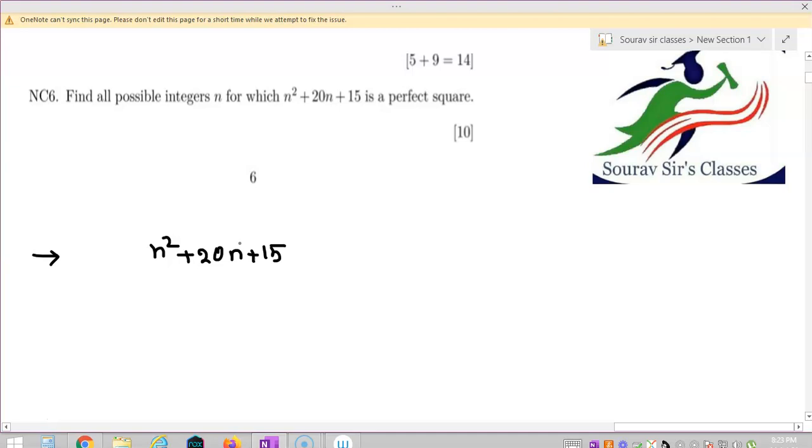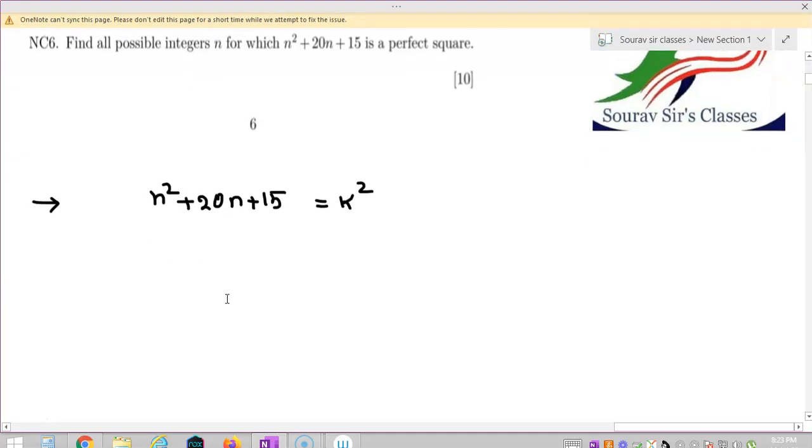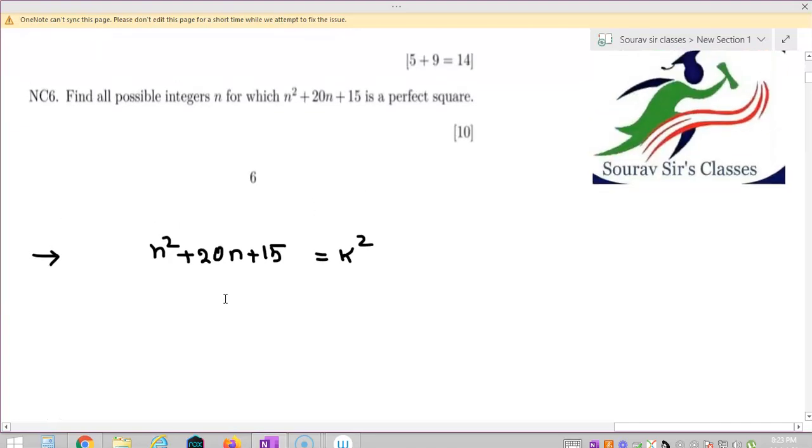I am considering this as k squared. So I have to find the values of n for which this becomes a perfect square. To be very honest, solving this kind of question in an examination hall is really tough, but it is not impossible. So let's solve this question right now.